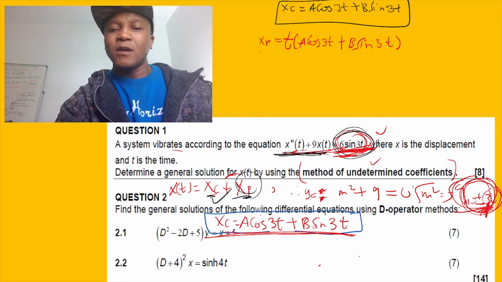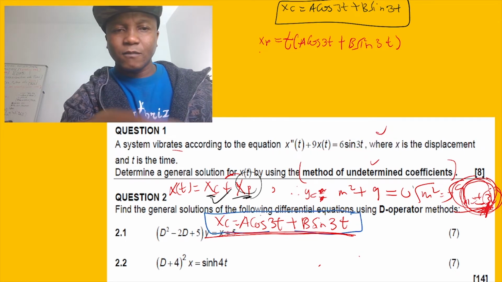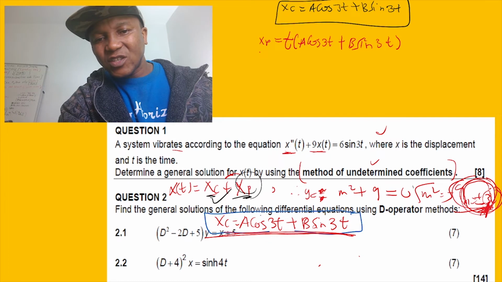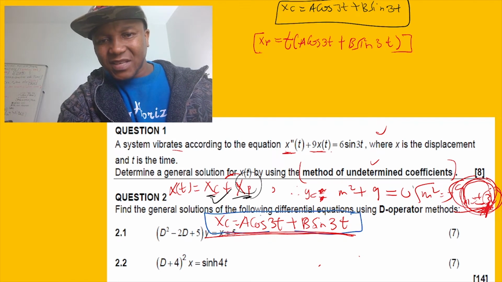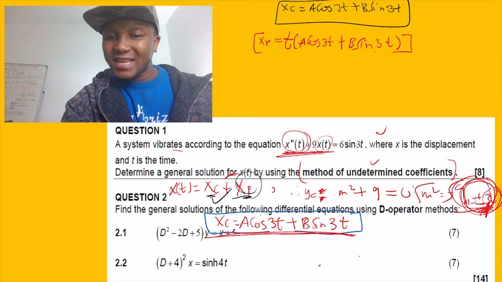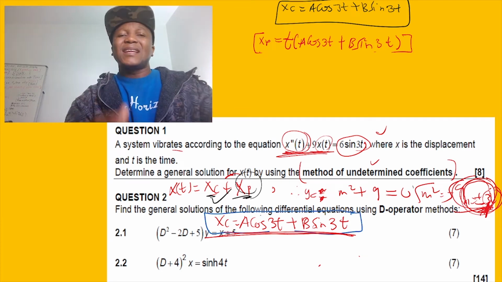But now you've got to pay attention here. Look at this. This is the second derivative, and this is just 9x(t). So let's use the same particular solution, because this is going to come in here. But we want to find the second derivative, and then we substitute back in the given equation, compare with the right hand side, and then compare the like coefficients.